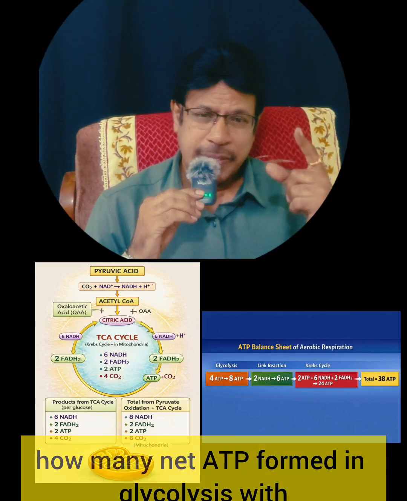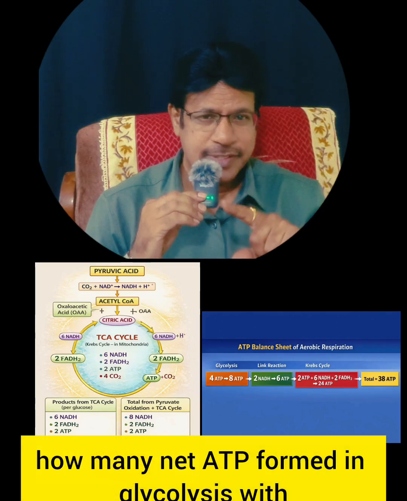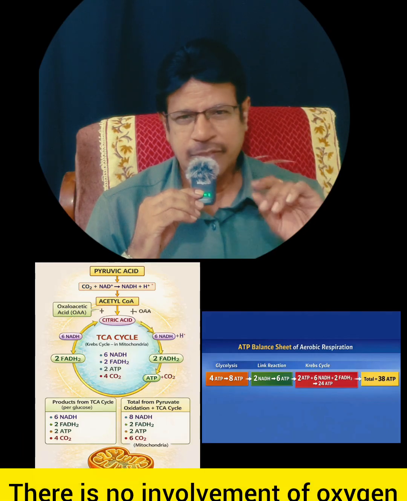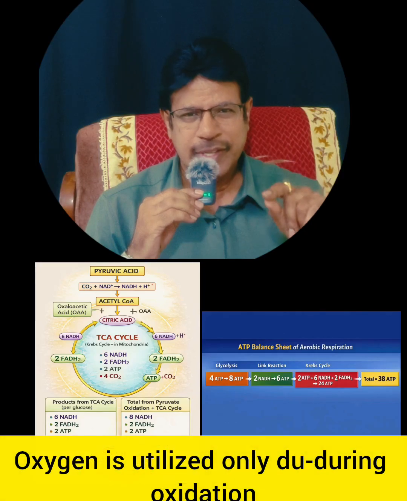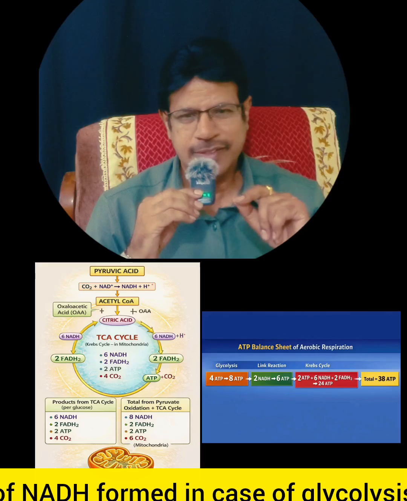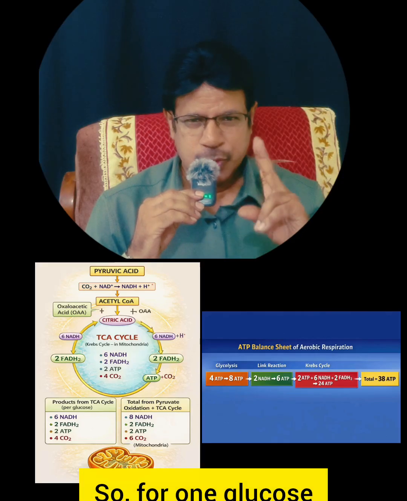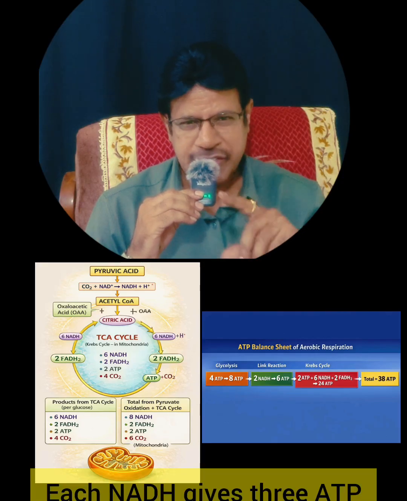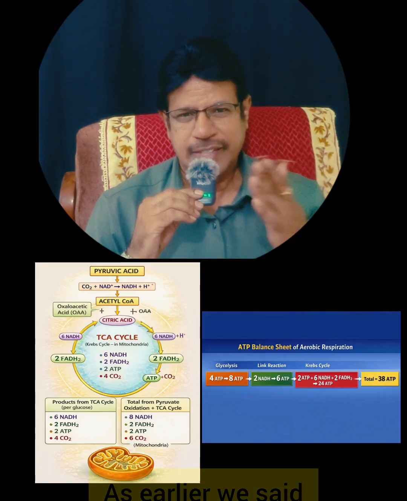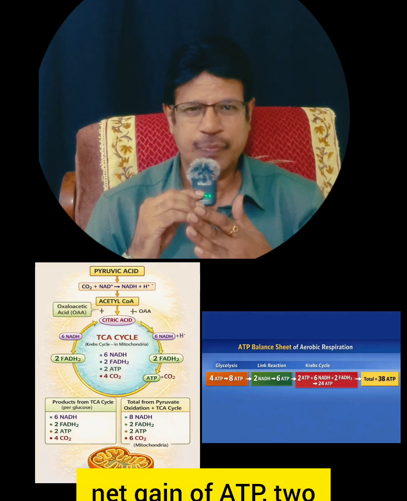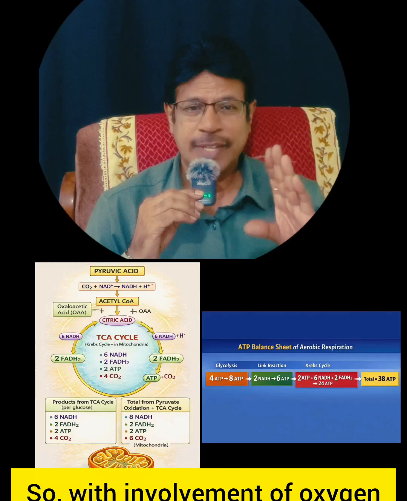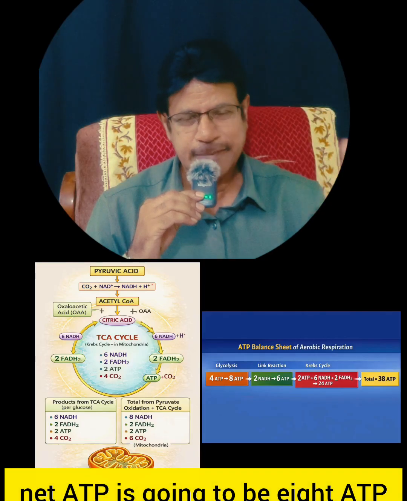Next, how many net ATP are formed in glycolysis with involvement of oxygen? There is no involvement of oxygen in glycolysis itself. Oxygen is utilized only during oxidation of the NADH formed in glycolysis. Per 1 glucose, 2 NADH are formed. Each NADH gives 3 ATP, so 2 NADH give 6 ATP. As we said earlier, the net gain of ATP is 2. So 6 ATP plus 2 ATP, with involvement of oxygen the net ATP is going to be 8 ATP.